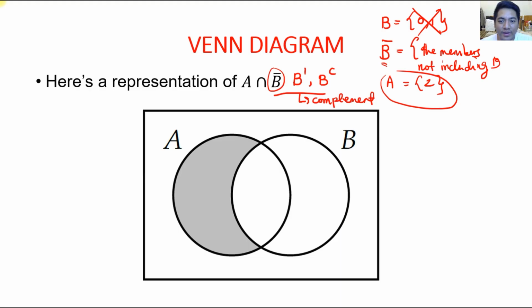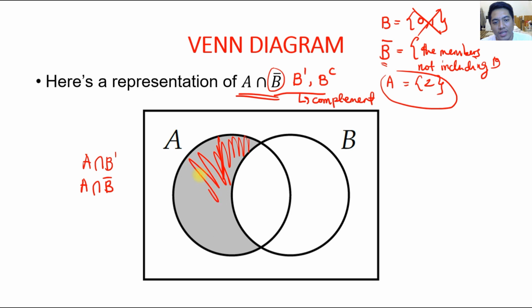But in this one, the shaded region is only this part. That is what this represents: A intersection B complement. So this represents the shaded area of A intersection B complement. Why? Because the complement states that it cannot include itself, so that the intersection only becomes purely the values of A not shared with B. So that's the representation.